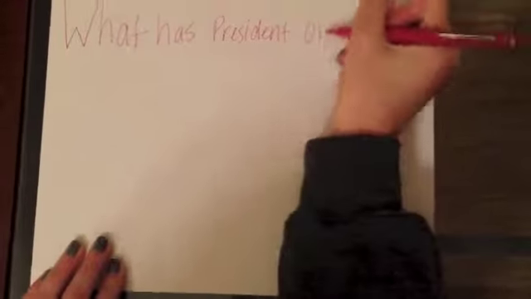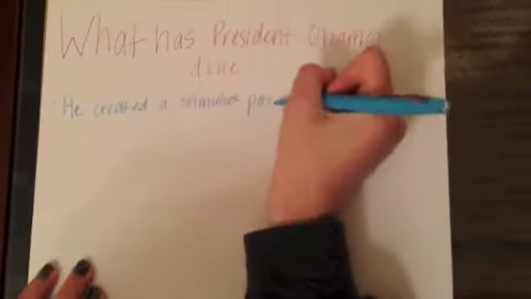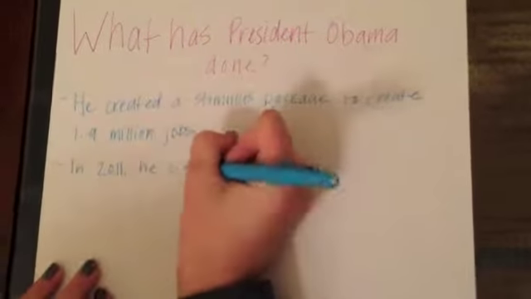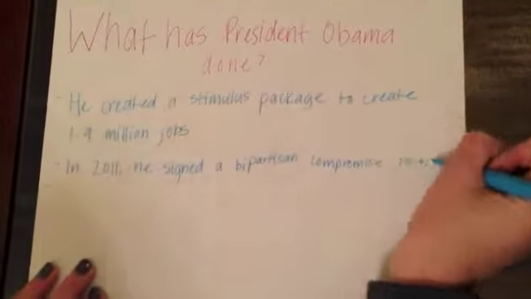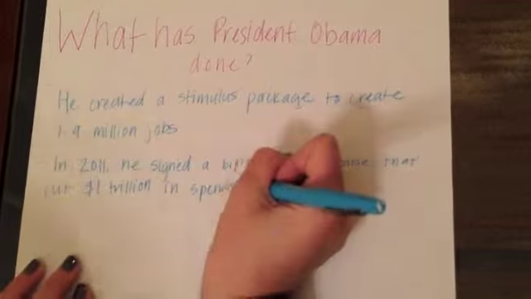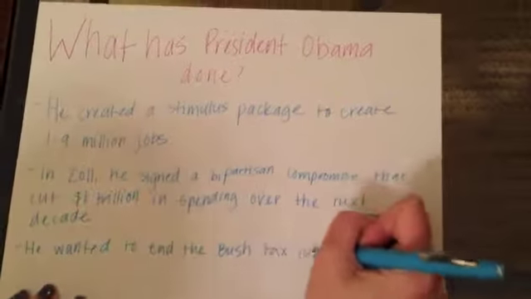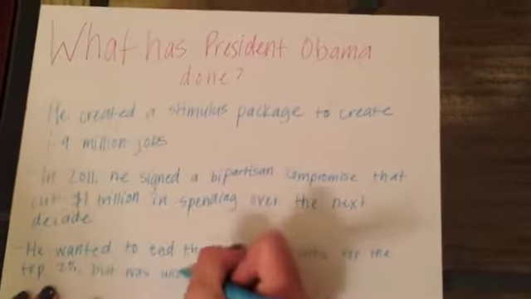What has President Obama done? He created a stimulus package to create 1.9 million jobs. In 2011, he signed a bipartisan compromise that cut $1 trillion in spending over the next decade. He wanted to end the Bush tax cuts for the top 2%, but was unable to do so in his first term.